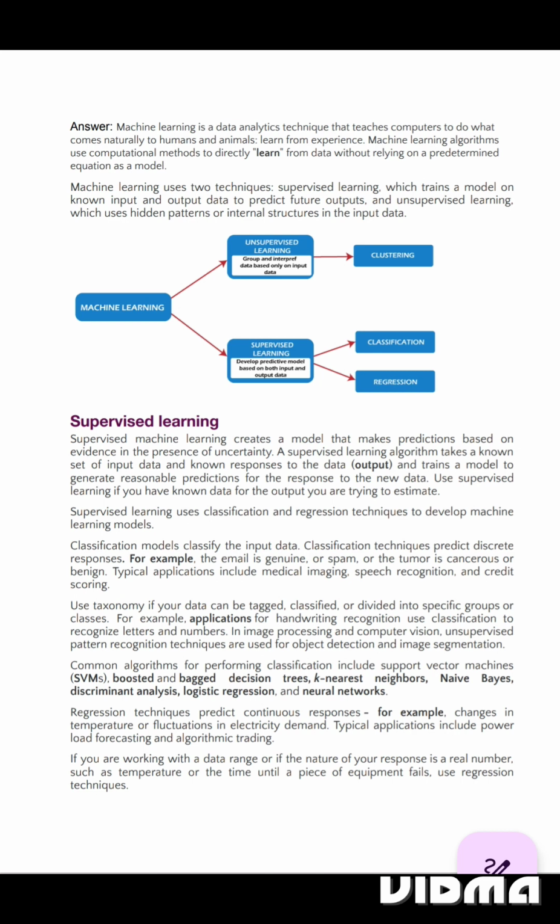Supervised machine learning creates a model that makes predictions based on evidence in the presence of uncertainty. A supervised learning algorithm takes a known set of input data and known responses to the data output, and trains a model to generate reasonable predictions for the response to the new data. Use supervised learning if you have known data for the output you are trying to estimate. Supervised learning uses classification and regression techniques to develop machine learning models.